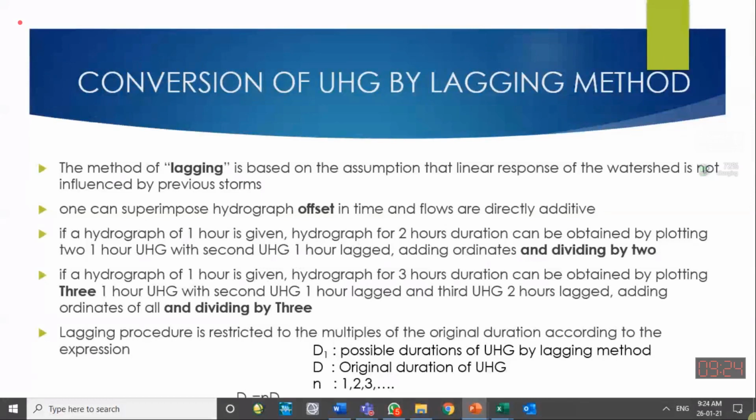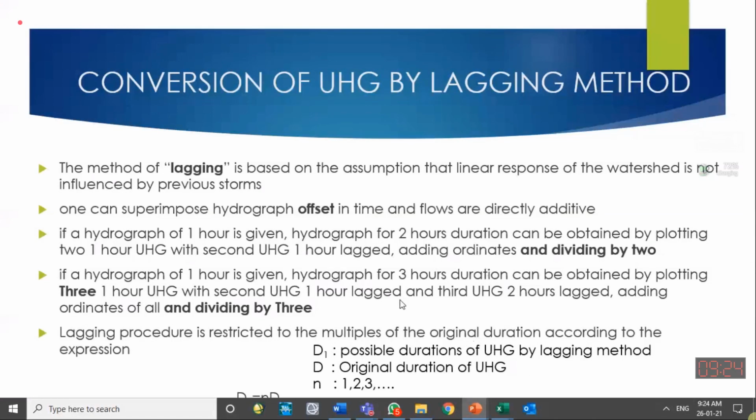So try to digest it, try to understand it. If we have a unit hydrograph of 1 hour, we can make it into a unit hydrograph of 2 hour duration by plotting this unit hydrograph and another similar unit hydrograph, lagged from each other by 1 hour, and then add the ordinates of both unit hydrographs. Whatever ordinates are calculated, divide by 2. The result will be the unit hydrograph of 2 hour duration.